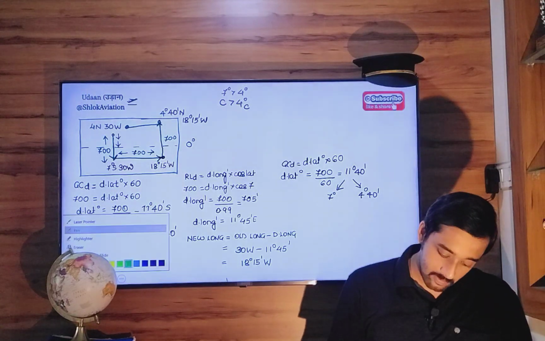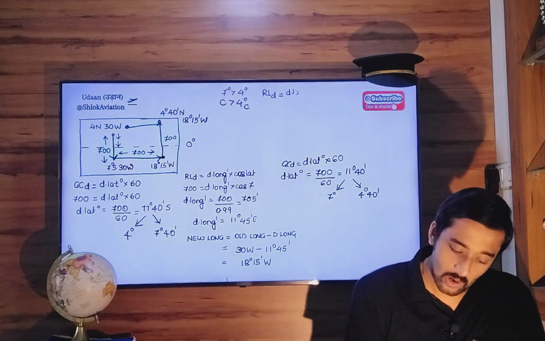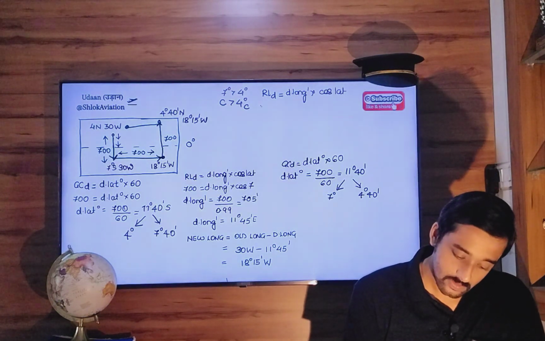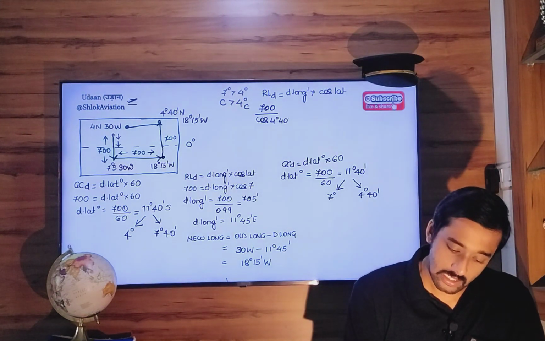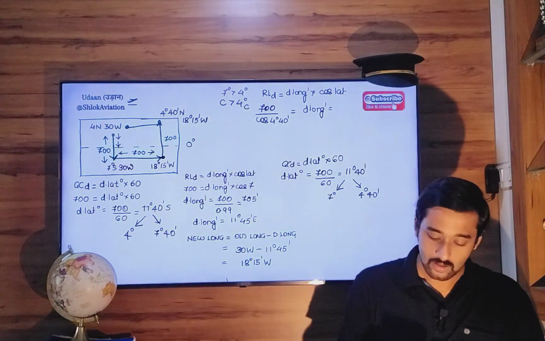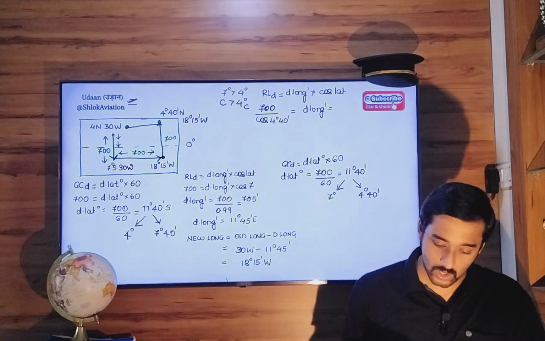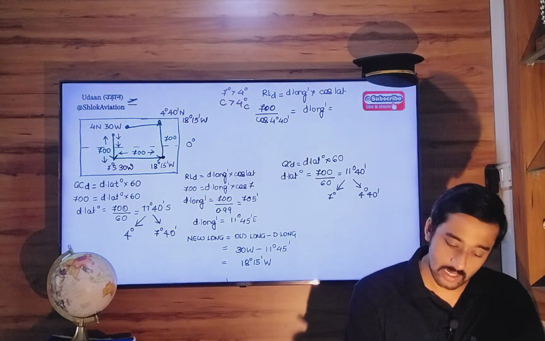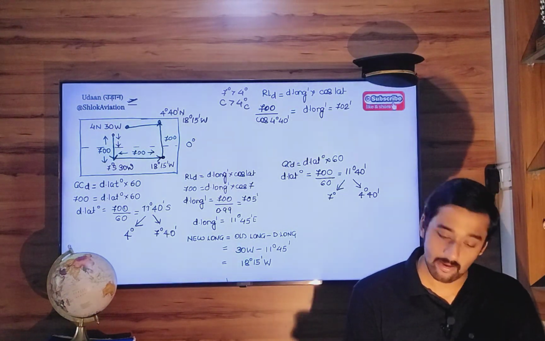So we will again apply the Rhumb line distance formula. I will show it to you. Distance equals d long in minutes into cos of latitude. 700 divided by cos of 4 degree 40 minutes equals d long in minutes. So 700 divided by cos of 4 degree 40 minutes is 702 minutes. 702 minutes is 11 degree 42 minutes.